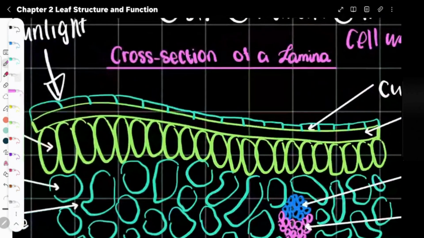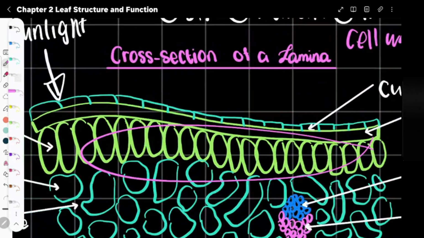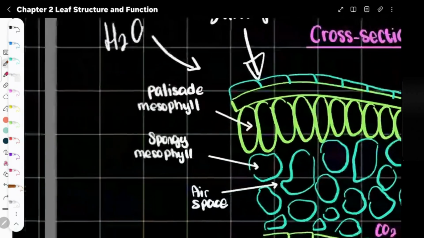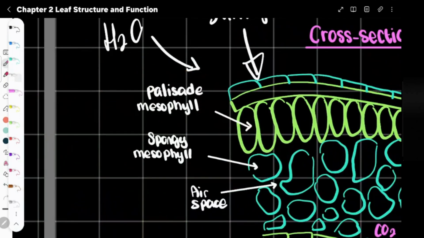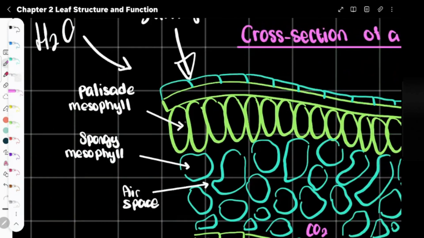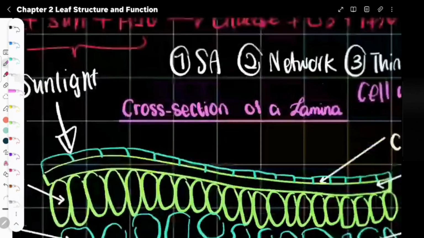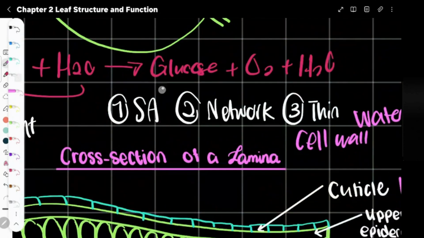Now, the next layer here, this one here, is the palisade mesophyll. Palisade mesophyll, what is the characteristic? Look here, it is arranged closely and also vertically. Why? Because they want to increase surface area.